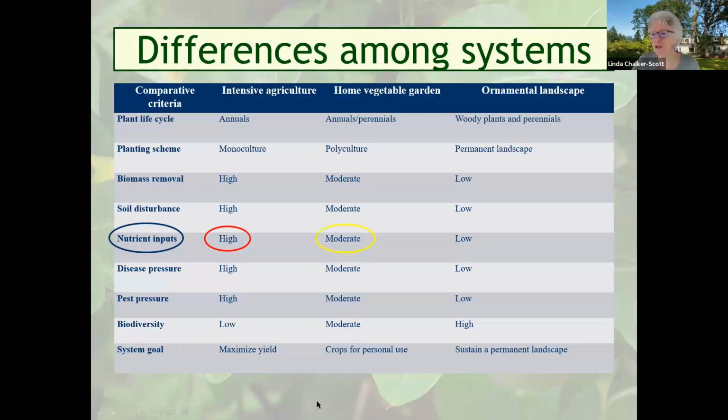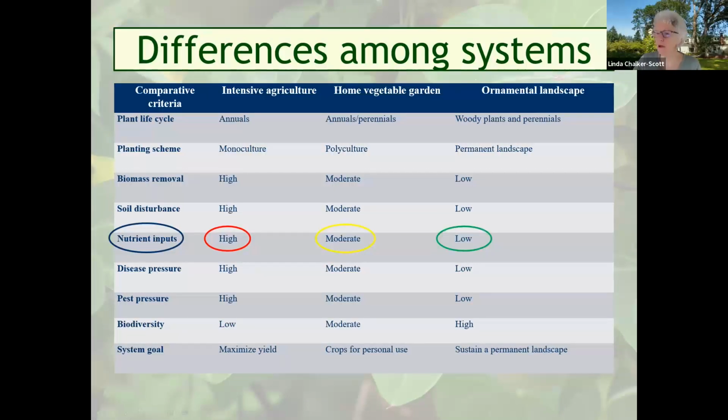In contrast, a home vegetable garden isn't quite as intensive. Unless you're growing giant pumpkins or something, you're really not trying to maximize anything. You're just providing food for your family, and maybe, if you're a master gardener, for a farmer's market or something like that, where you obviously want to have good production, but you're not putting everything on the table towards maximizing production of a single crop.